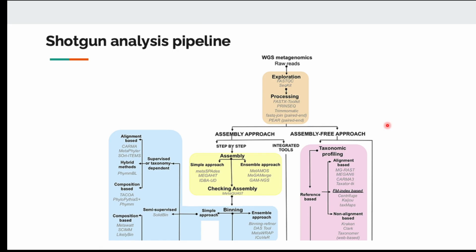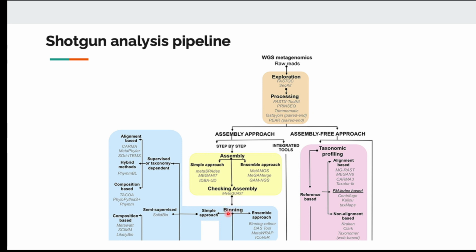For shotgun metagenomics, where we have reads from all the genes, I mentioned that there are two ways to go. We can do assembly, or if we have long reads, we don't need to do assembly, and we can try to characterize the taxonomy directly. The key idea that I want to emphasize is this step, the blue box here. This is binning.